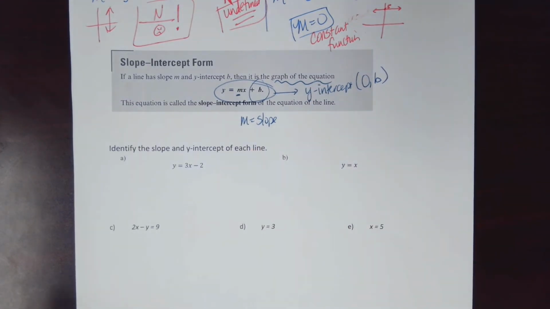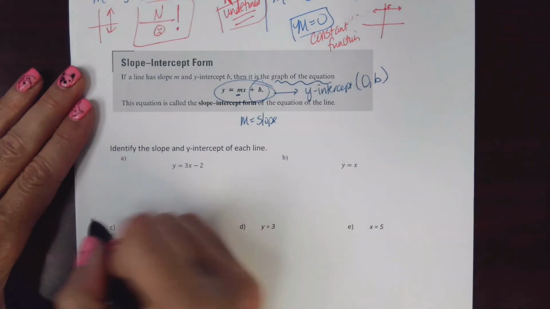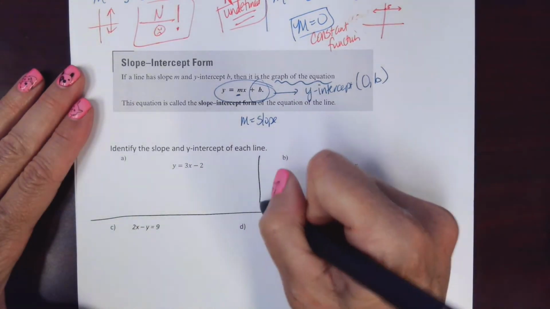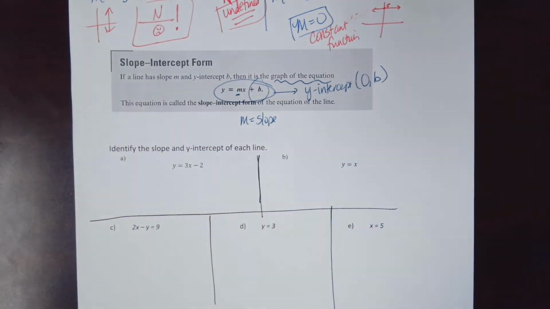So let's look at our equations. I'm seeing these are kind of oddly spaced. So I'm gonna define some boundaries here for our problems so that we can work those out. Identify the slope and y-intercept of each line.